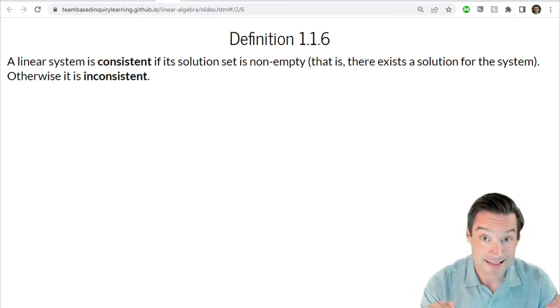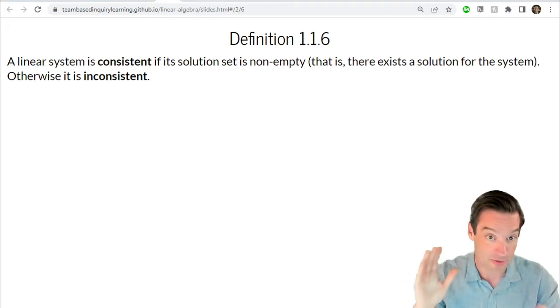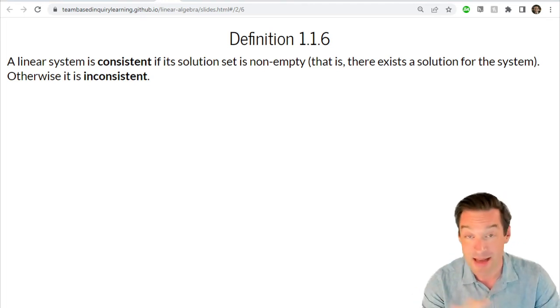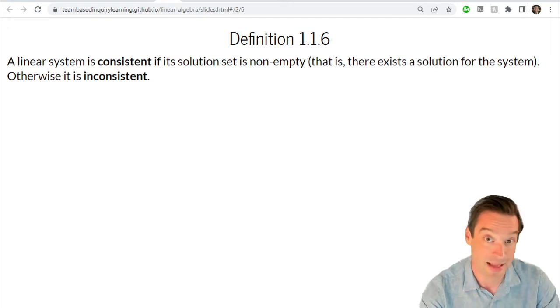So a little terminology, just to set the stage: a system that has no solution at all is called an inconsistent system. So if we say inconsistent, that means that there is no choice of my variables that makes all the equations true. And in every other case, if a system has any solution at all, we call it a consistent system. So its solution set is non-empty in that case.